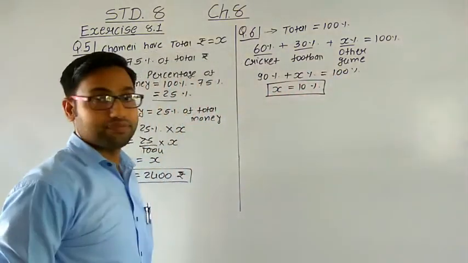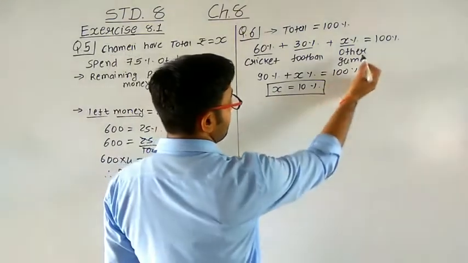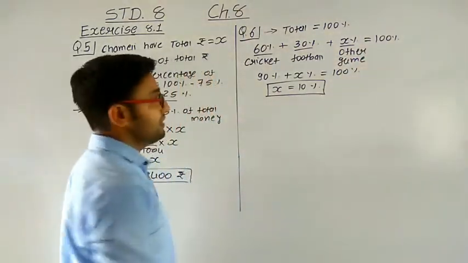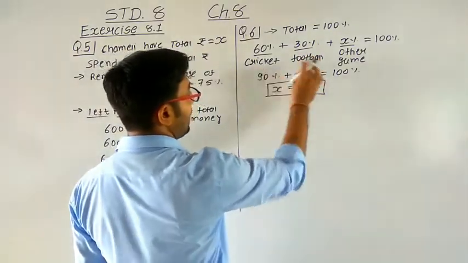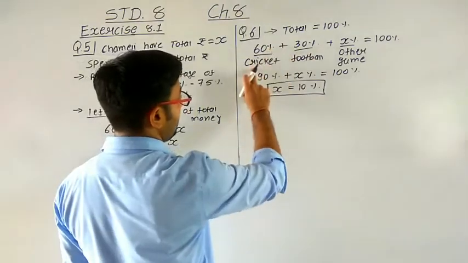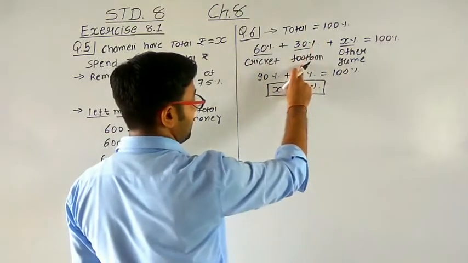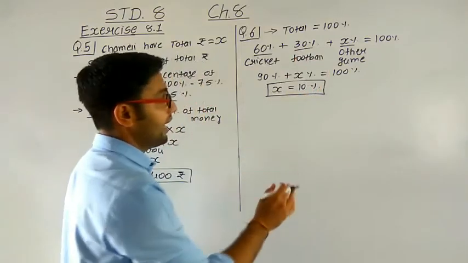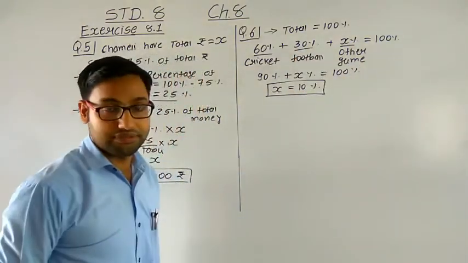So what is X? X is the percentage of the people who like the other game. Other game means games other than football and cricket. So it is clear that 60% of the people like cricket, 30% of the people like football and the remaining 10% of the people like the other games.